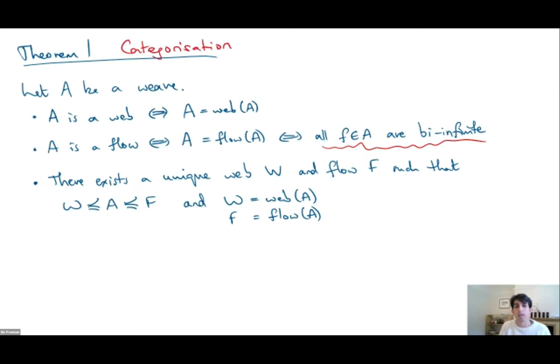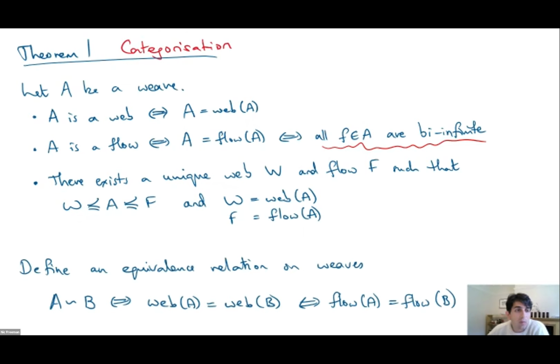And there's a very natural piece of structure that we've already done. We should have an equivalence relation that says those diamond shapes that I drew one slide ago, we should think of those as equivalence classes. And the equivalence relation rigorously says you've got the same web or you've got the same flow. They're exactly equivalent.